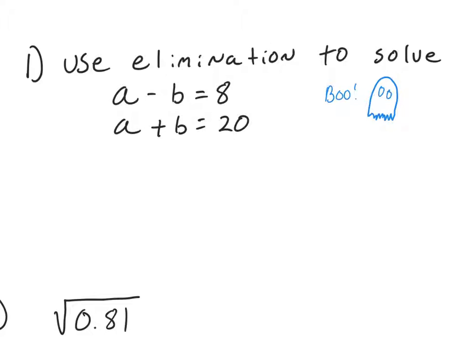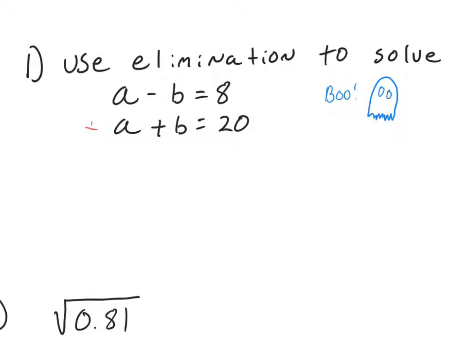On number 1, we have to use elimination to solve a minus b equals 8 and a plus b is equal to 20. So for this one, we can either add or subtract to get rid of one of the variables. If we add, we're going to get rid of the b. If we subtract, we'll get rid of the a. So I'm just going to do an adding problem for this one.